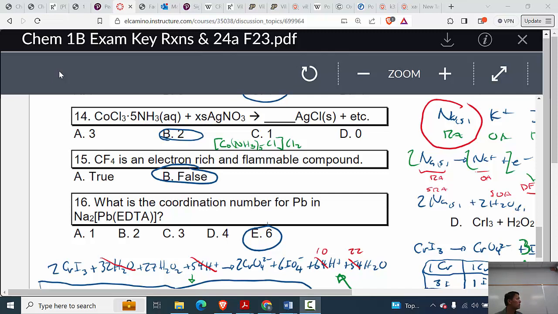CF4 is an electron-rich and flammable compound. No, CF4 does not burn, right? You can't burn it. Why? Yeah, carbon's already in +4, so CF4 is non-flammable. In fact, people want to get rid of CF4 and the others. It used to be at one time these fluorocarbons and chlorofluorocarbons were thought to be inert, non-toxic. CF4 is non-toxic. You don't have to worry about dying.